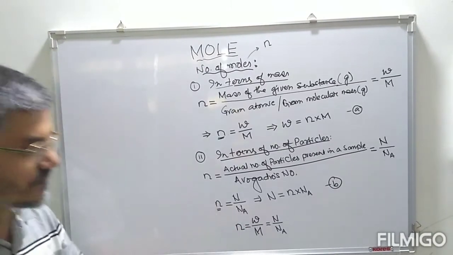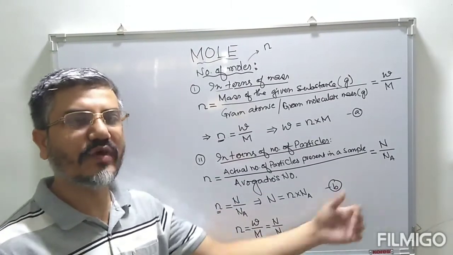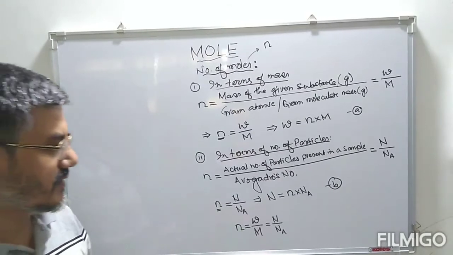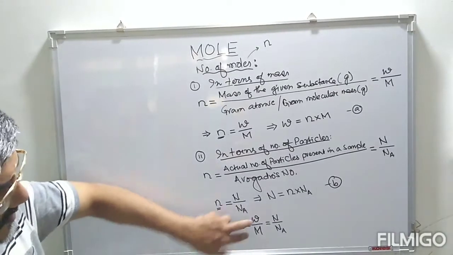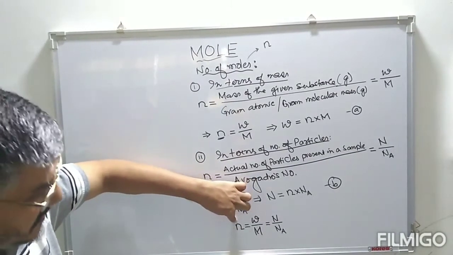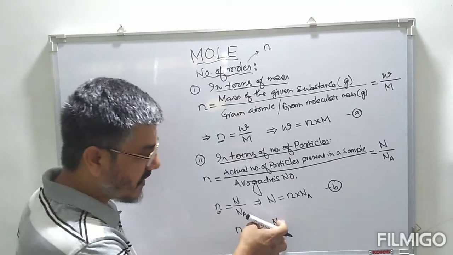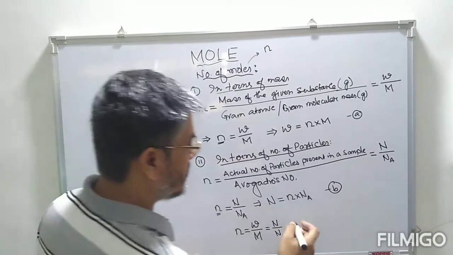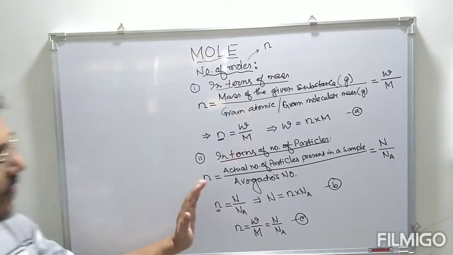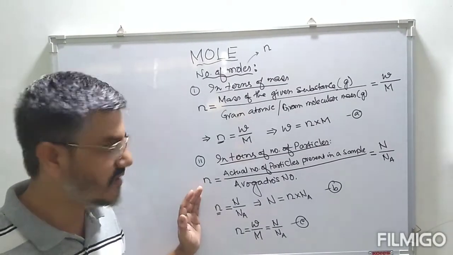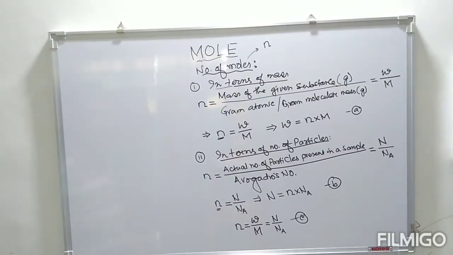So if a question says a given sample weighs some x gram, then how many particles are present in the x gram? Then also we can define. From the given mass we define n, and from this n we define the number of particles. So this is conversion of mass into number of particles and number of particles into mass by this relationship. So this is one way by which we can define number of moles in a given sample containing some N number of particles.